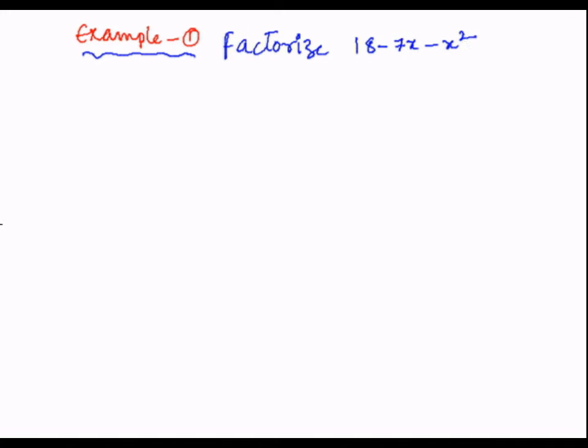So here the solution starts now. As per the problem, the polynomial to be factorized is 18 minus 7x minus x square.